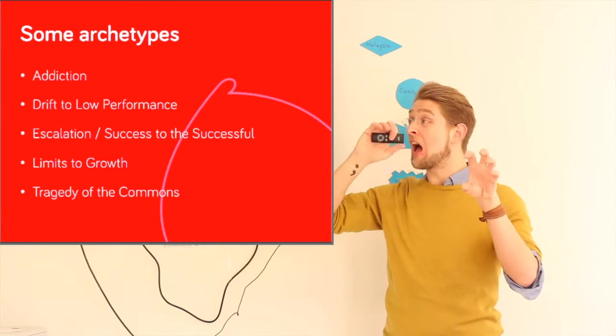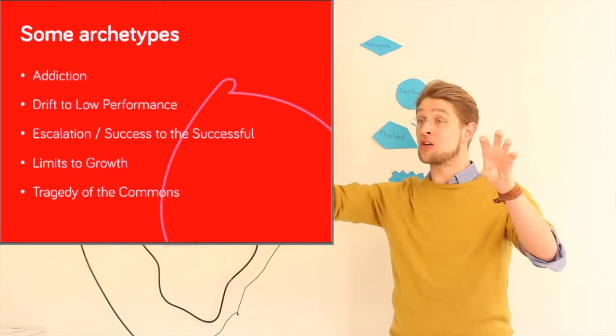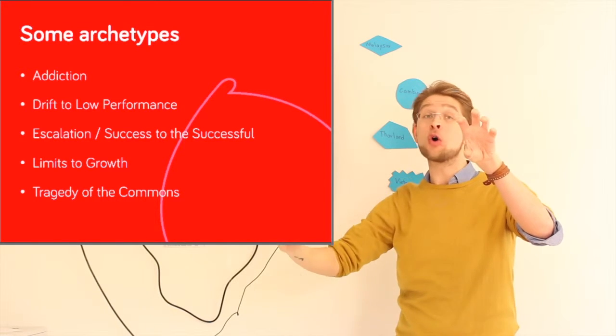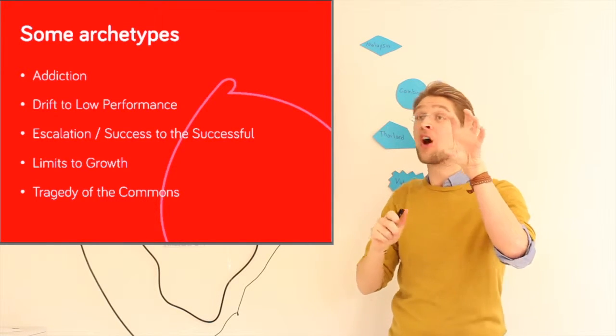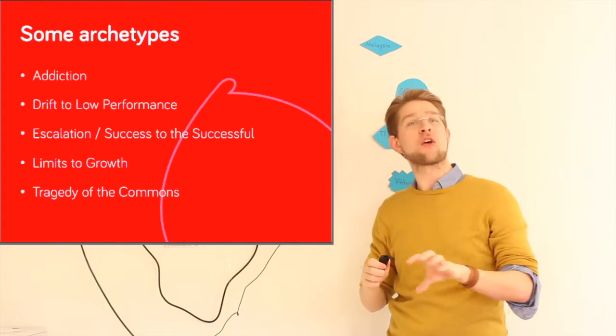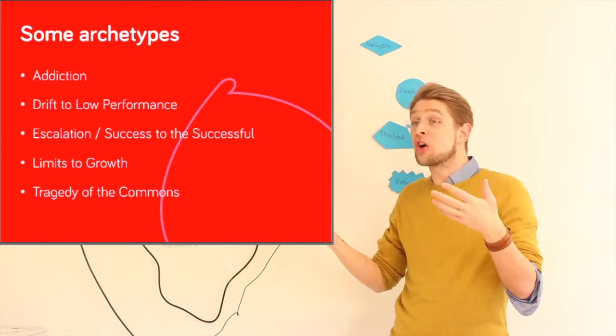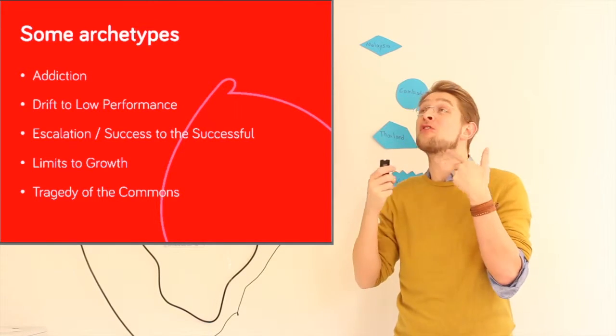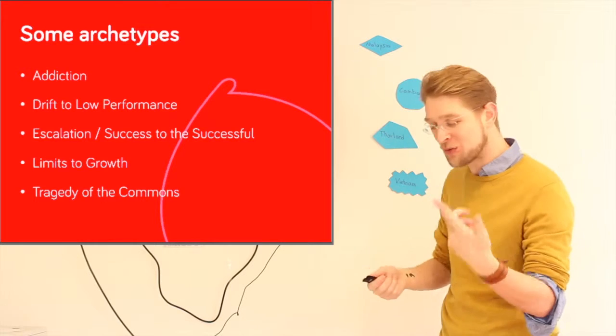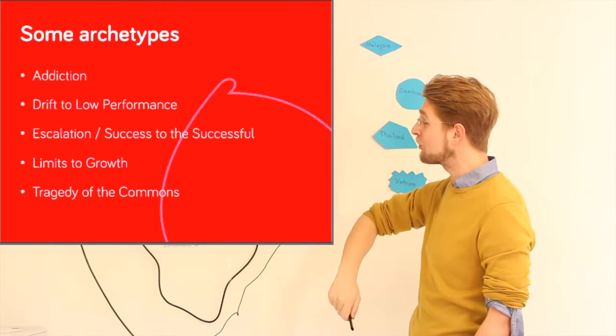So if we think that things are worse, then that's going to start to affect the standard that we're holding. So you get this drift of standards over time. As you look around and you think, oh, things are kind of terrible, then you start to shift your perception of how you think things should be in response to that. So that's drift to low performance.